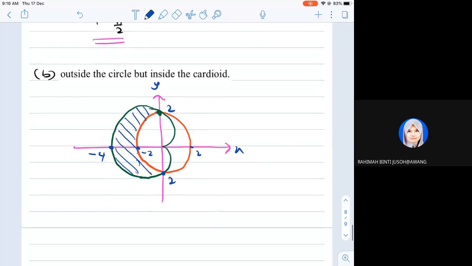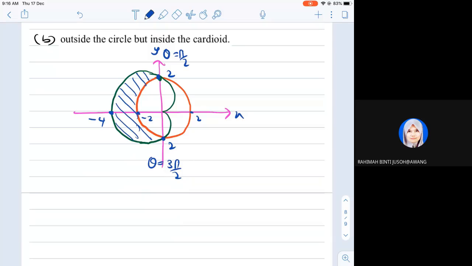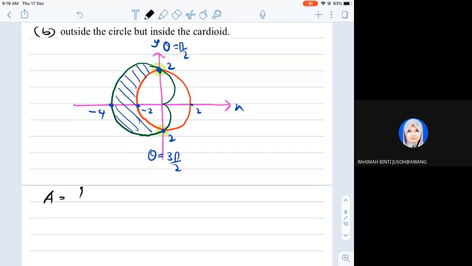Okay, now the angle. The angle should be here. So theta equals pi over 2, and then below, theta equals 3 pi over 2. Okay, this is the angle, here and here. So we can proceed with the calculation. Area 1 over 2 times from pi over 2. Remember the lower limit must be smaller than the upper limit, 3 pi over 2. Okay guys, now which one? Circle minus cardioid or cardioid minus circle? Cardioid minus circle. Okay, good.